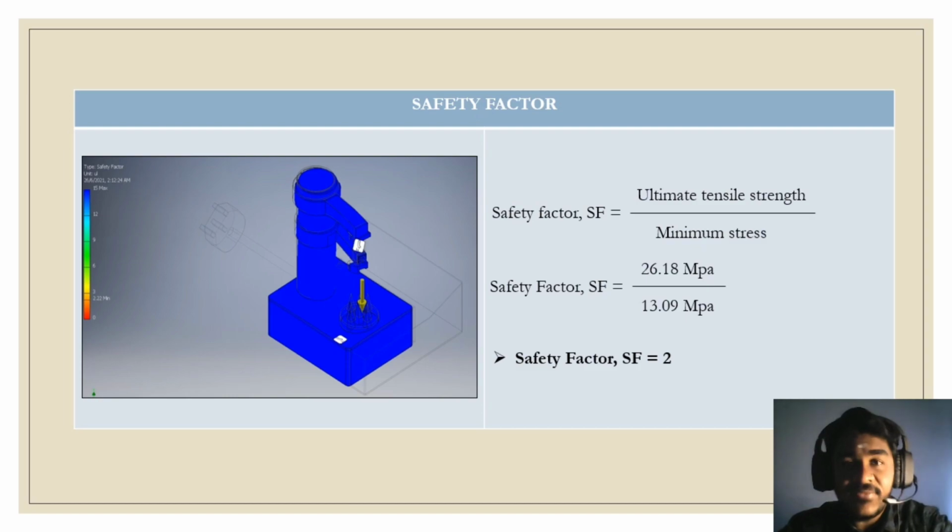Next is the safety factor. The safety factor is derived by the ultimate tensile strength over the minimum stress. So 26.18 megapascal over 13.09, which is the minimum stress, as we can see before. So the safety factor is derived as 2.